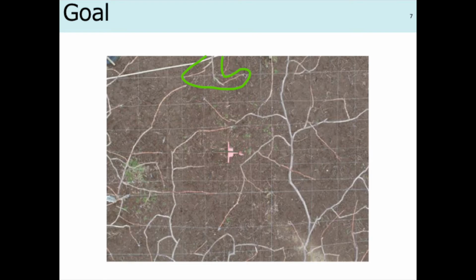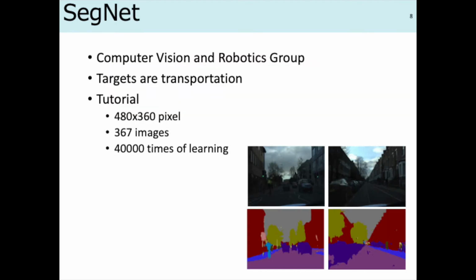In order to recognize the branches and shoots from these photos, we use SegNet to perform segmentation. SegNet is a method for segmenting various objects developed by the Computer Vision and Robotics group. The tutorial targets the traffic system and the training data.